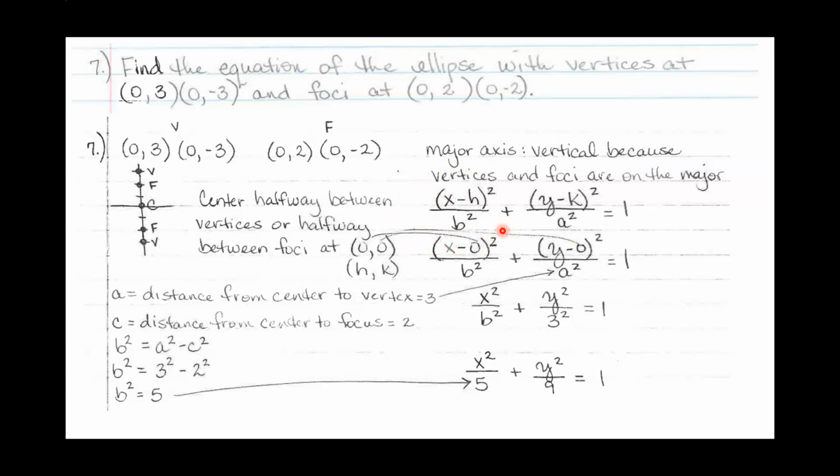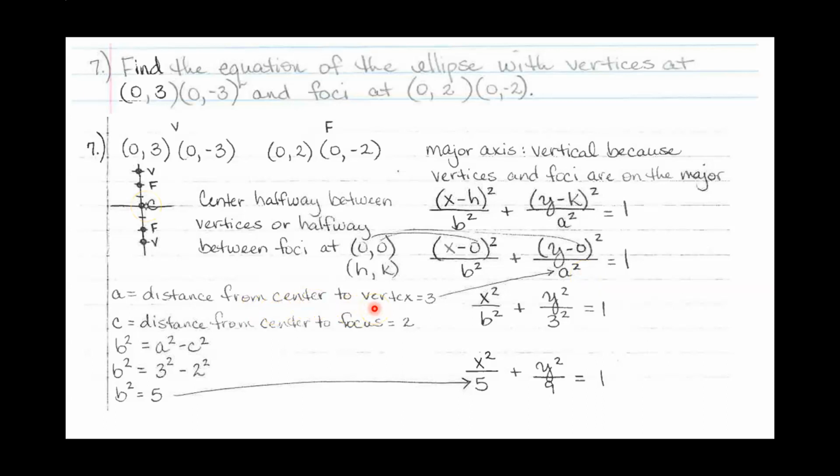And let's go ahead and put in our center. So our center was 0, 0. Let's put that in for H and K. So 0 in for H and 0 in for K. So that's just going to give us x squared over b squared and y squared over a squared. All right, now we need to find A and B. A is the distance from the center to the vertex.